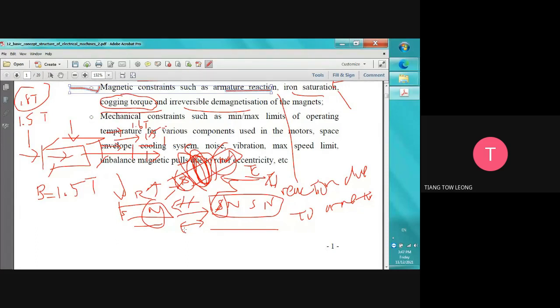When it comes to the system, it will create a torque that we don't want, which is called unwanted torque, cogging torque. Later on, when we go to motor design, then we will know.